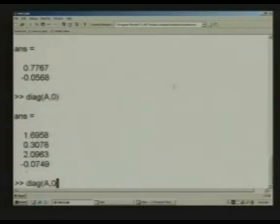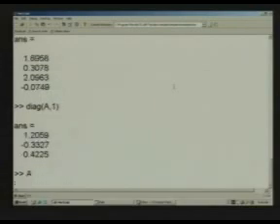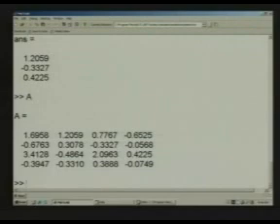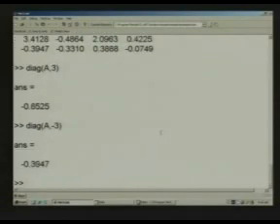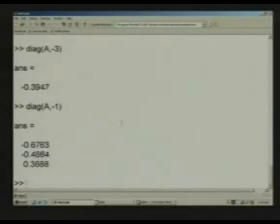So diag(A, 1) gives you this diagonal above the main one. Then diag(A, 0) is the main diagonal, diag(A, 1) is the first diagonal, the second diagonal, the third diagonal, right? 3 will give you the last element. Suppose you write minus 3, it will give you the lower. So minus 1 will give you the lower diagonal, right? So these are the uses of diag.